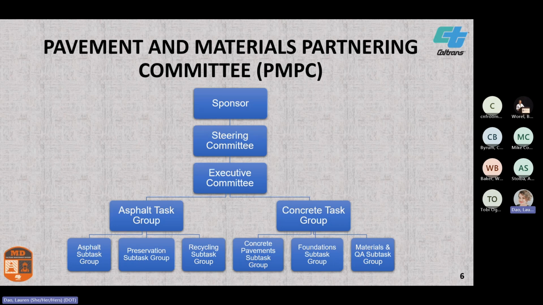In the asphalt task group, again, industry is involved, and even in the concrete task group, there is industry involved. Below that is the sub-task group. Every sub-task group has 8 members, 4 from Caltrans, 4 from industry. Industry chooses and sends their names, and we make these sub-task group committees. If you look at it, there are three sub-task groups under each concrete type of pavement.